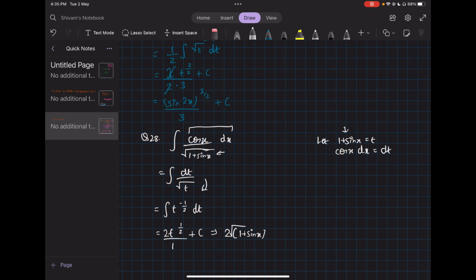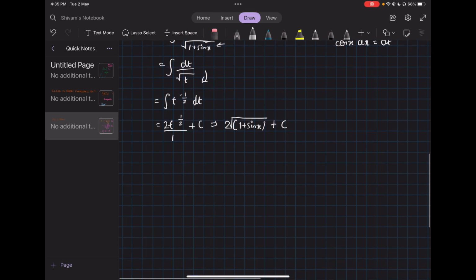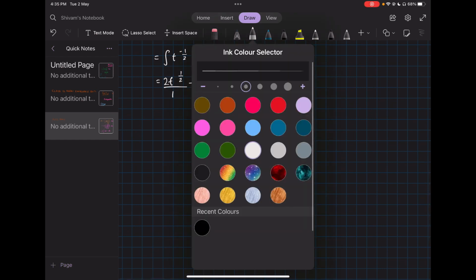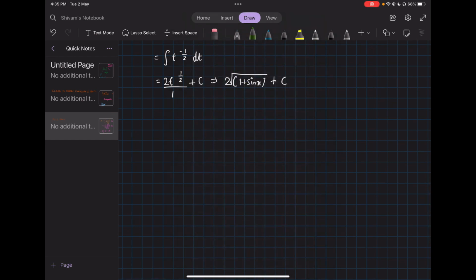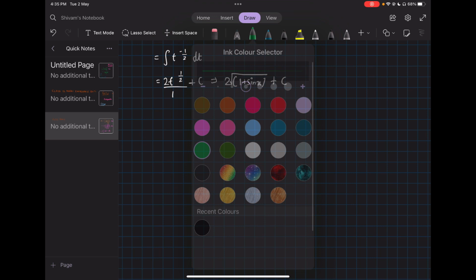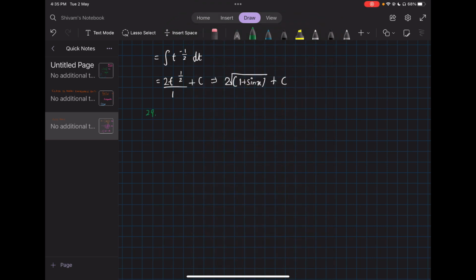This is a square root plus a c. Right. So question 28, that's the answer. All right, guys. Hopefully by now you're comfortable with the u substitution, so we can go a little faster.